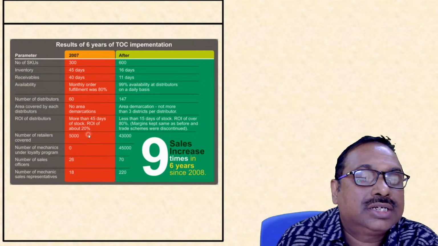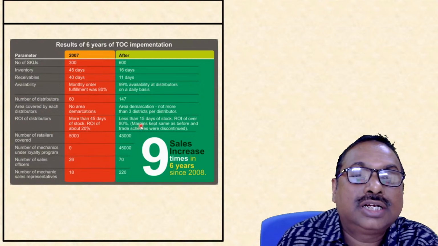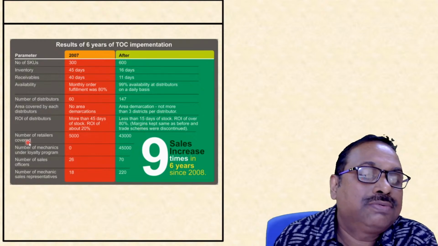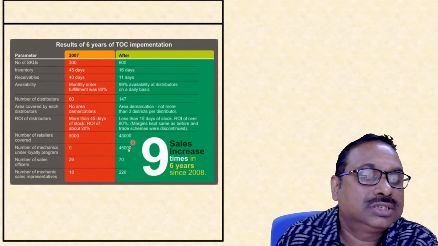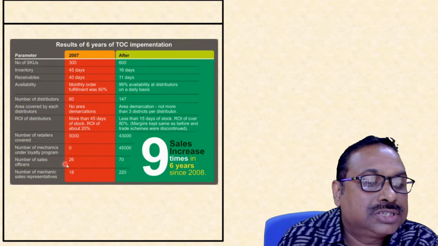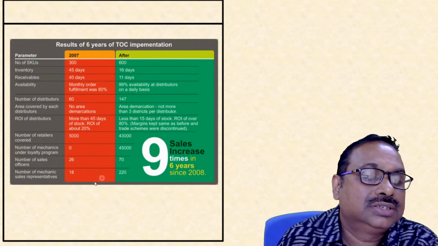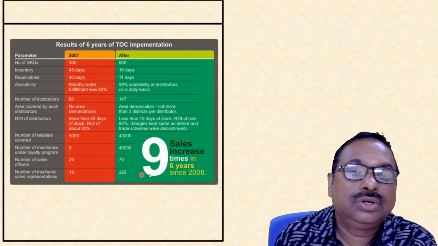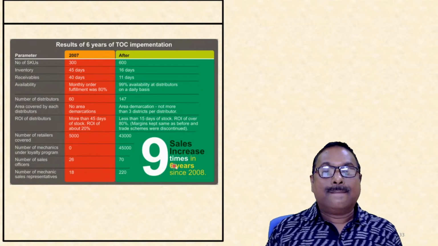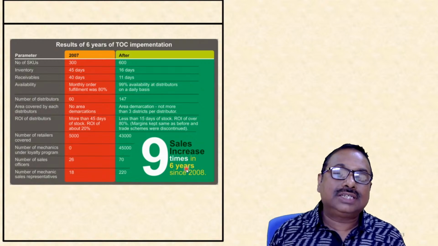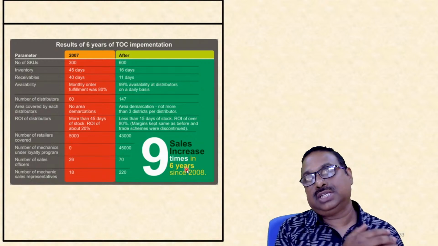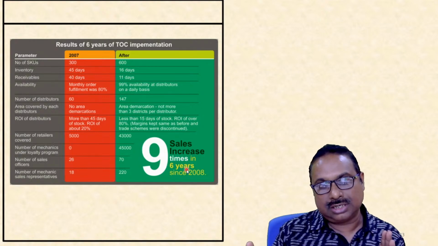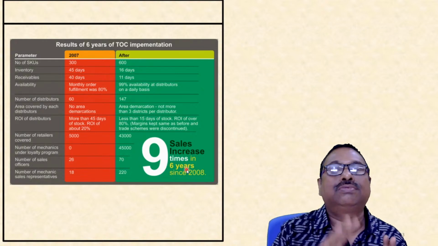Return on investment was 20%, now it is 80%. Number of retailers covered went from 5,000 to 43,000. Number of sales officers was 26, now 70. Number of mechanic sales representatives went from 18 to 220. So we see sales increased 9 times in 6 years. Previously they were using the push system. Now they have changed to the pull system by using the theory of constraints.